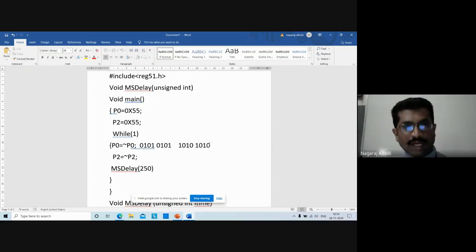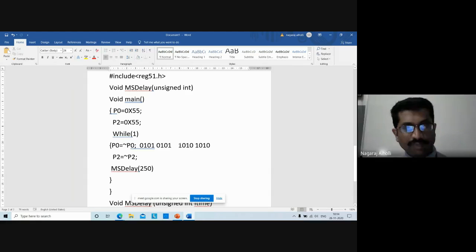This is one way. Another way of toggling is using the NOT operation, the inverting symbol. If we use that, then also the bits will be toggled. P0 is equal to not of P naught. First time 55 will become AA. Then next time P naught is equal to not of P naught, AA will become 55. When it completes the delay and comes back, AA will toggle to 55 again.